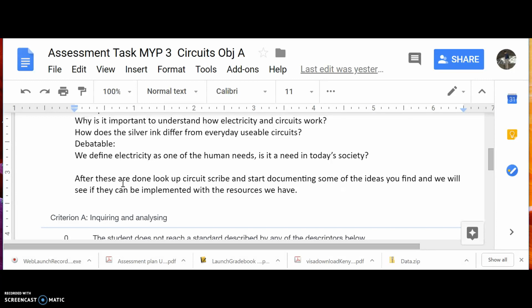After you're done with those, you can start looking up Circuit Scribe and start documenting some of the ideas you find. And then we'll see if they can be implemented with the resources we have, if you want to go ahead and start working on those designs. So you go through and you answer the questions, and you also do some outside research about that. And then once the time's done, here's what I'm going to be looking for.